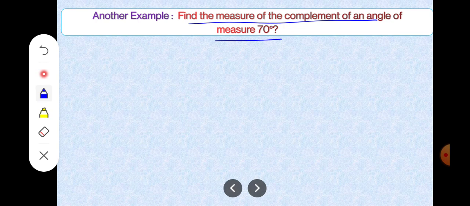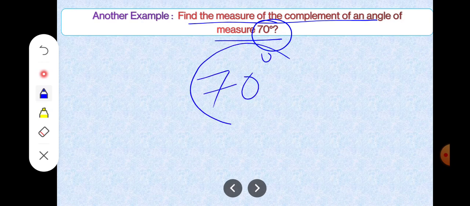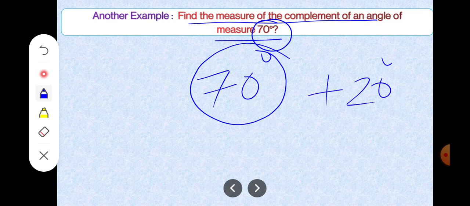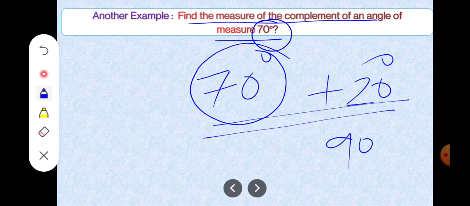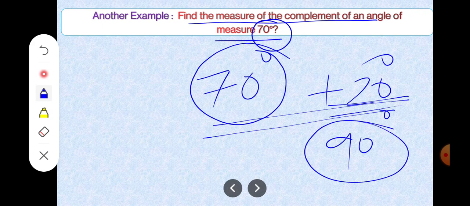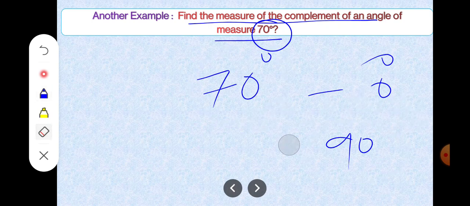So we know that the sum of the measures of two angles is 90 degrees, but if one measure is given to you, that is 70 degrees, what can be the complement of 70 degrees which can make up to 90? What else can you add to 70 such that the sum will be 90? Absolutely, it's 20. So if I add 20 to 70 degrees, I can say that the complement of 70 degrees is 20 degrees, and therefore we are getting the sum as 90, and we can say that they are complementing each other.